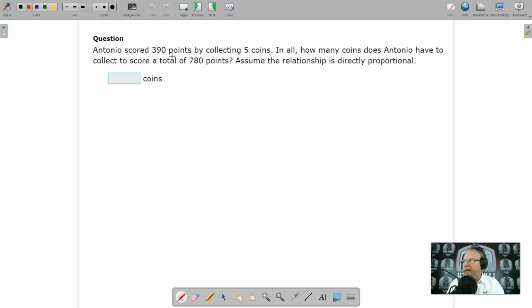Antonio scored 390 points by collecting 5 coins. So that's 390 points per 5 coins. In all, how many coins? Well, let's do points over coins. They're saying how many coins, so that's the missing value, does Antonio have to collect to score a total of 780 points?